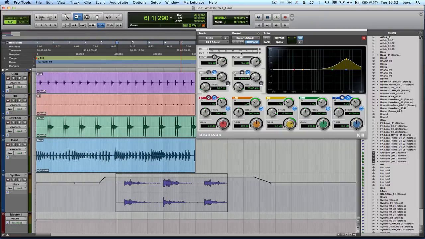So in conclusion, whenever you are applying clip-based gain to your clip, this is going to affect the input level of your audio when it hits your inserts. So it's in fact pre-inserts.